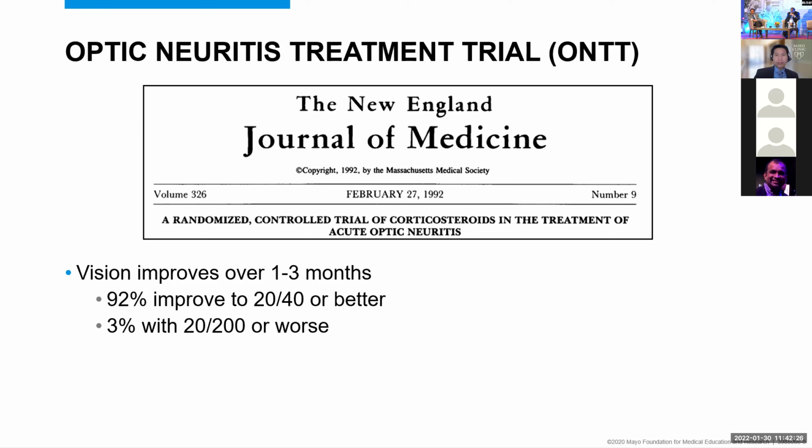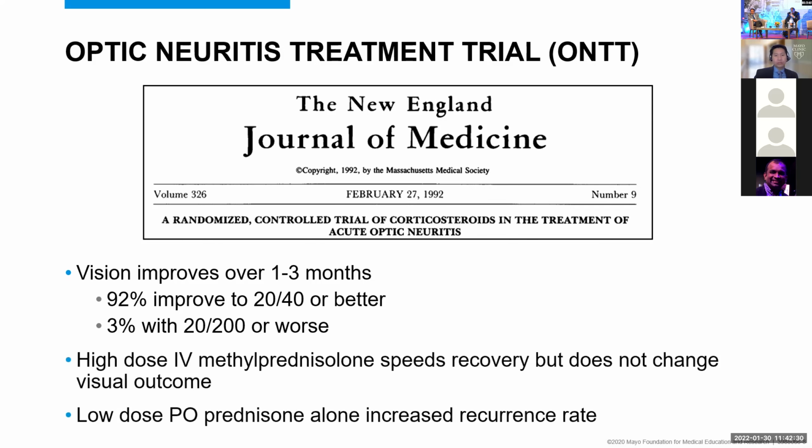What the Optic Neuritis Treatment Trial also showed us is that high-dose IV corticosteroids led to faster recovery, but did not actually change the ultimate outcome. And surprisingly, a low-dose oral prednisone led to an increased recurrence rate. It was interesting because before the trial, it was thought that IV steroids would lead to better outcomes, but really it found in this randomized clinical trial that all it did was speed recovery for typical optic neuritis. And that's what's important for typical optic neuritis.